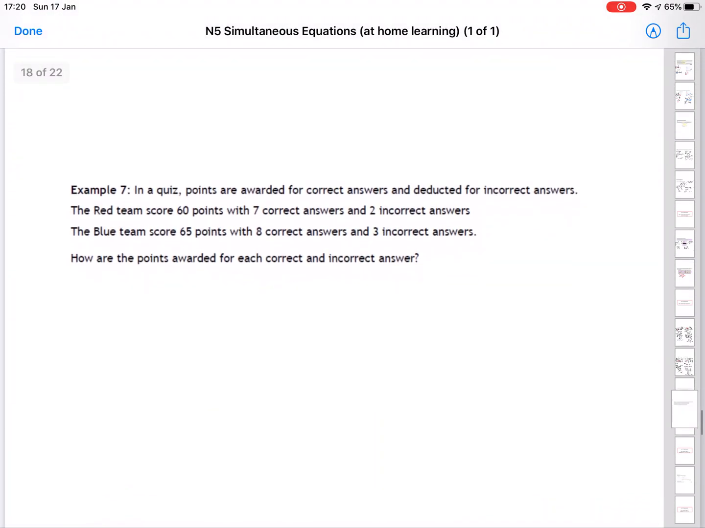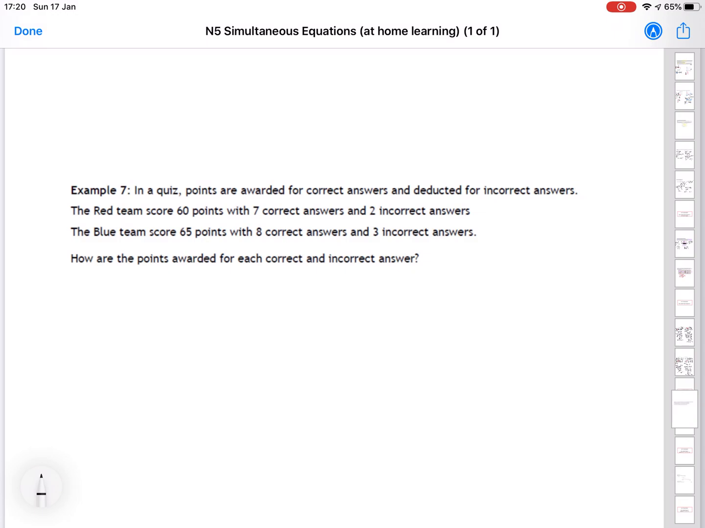Okay, example 7 is my second example for this lesson. So here we have another question given in a context. In a quiz, points are awarded for correct answers and deducted for incorrect answers. The red team score 60 points with 7 correct answers and 2 incorrect answers. And the blue team scores 65 points with 8 correct answers and 3 incorrect answers. So the question is asking, how are the points awarded for each correct and incorrect answer? So we're being asked to find the value for a right answer and the value for a wrong answer.